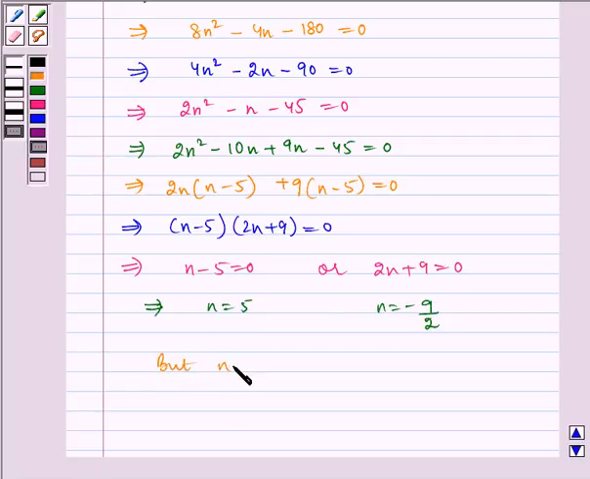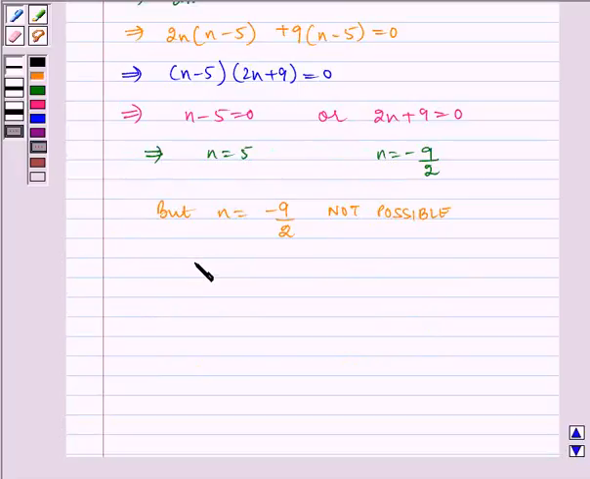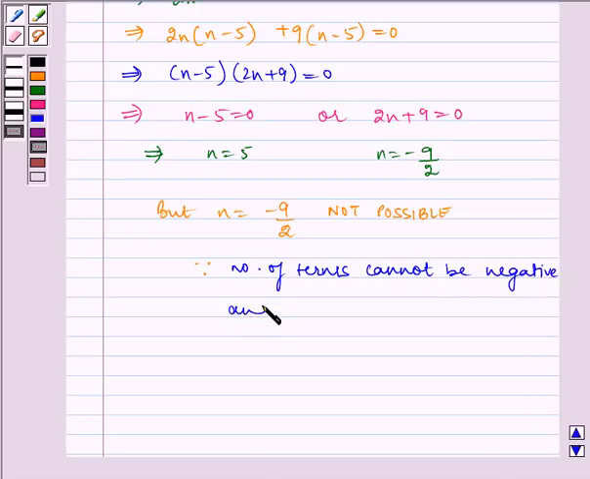But n is equal to minus 9 by 2 is not possible because number of terms cannot be negative and in fractions. So therefore, n is equal to 5.